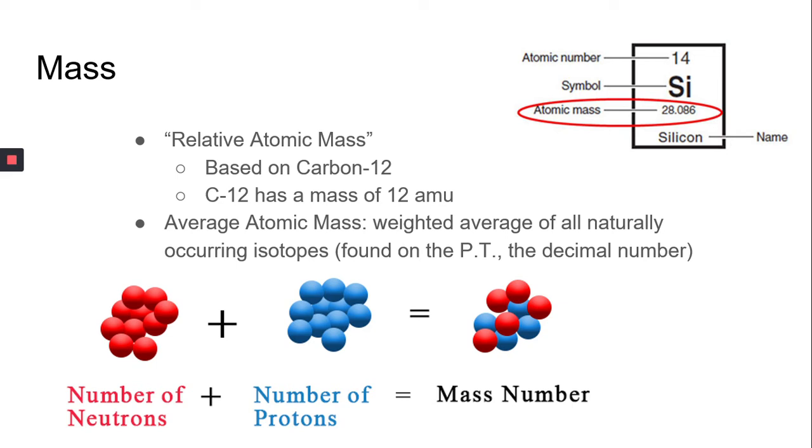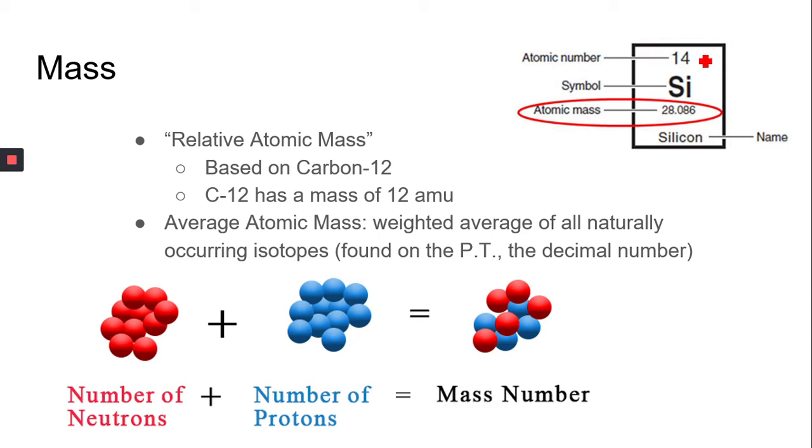All right, we've talked about isotopes, we've talked about mass number, and that the mass number is the protons plus the neutrons, and that is for a particular atom. If we were to look at the whole group of atoms for an element, they might have different masses. So the mass that's on the periodic table is the relative atomic mass.